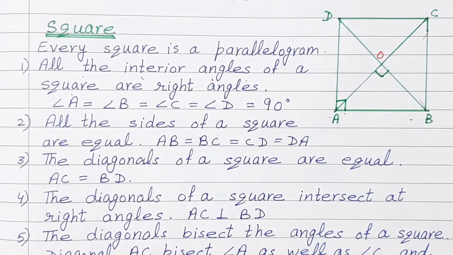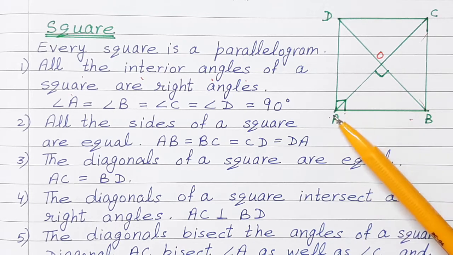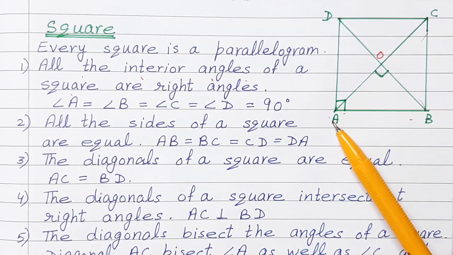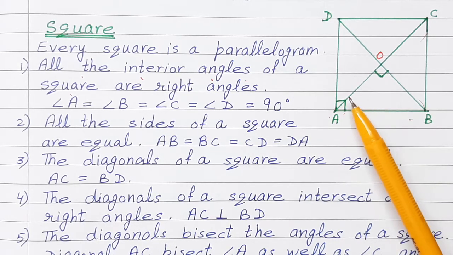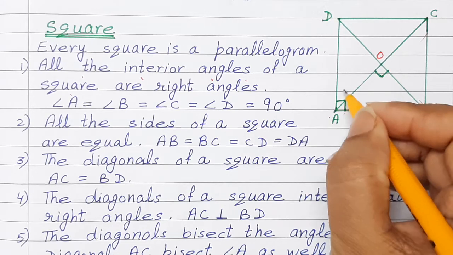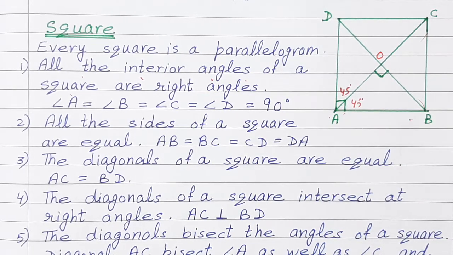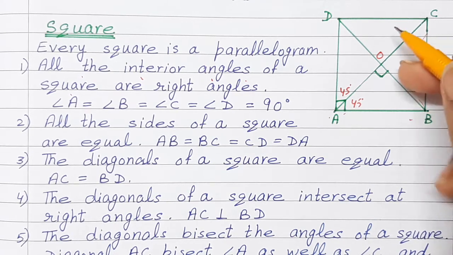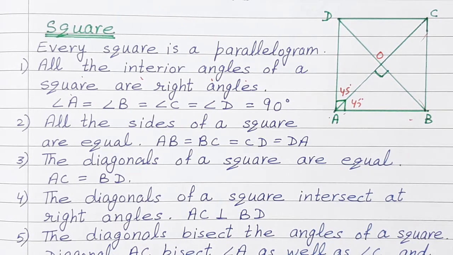Children, here also, like a rhombus, the diagonals bisect the angles. That is, AC bisects the angle. That means if angle A is 90 degrees, now it is 45 degrees each, right? 45 degrees each. So the diagonals bisect angle A, angle B, C and D. That means each angle will become 45 degrees, right? Is it clear? So this is a very, very important property.